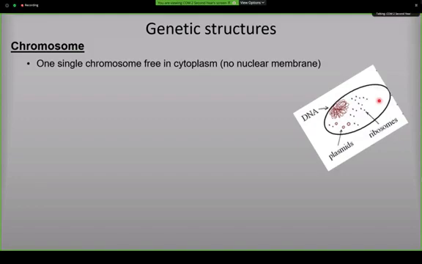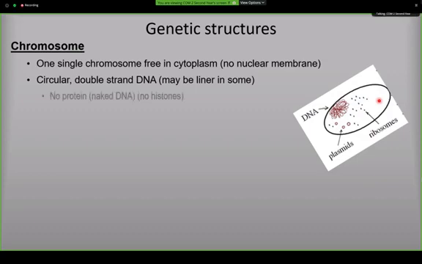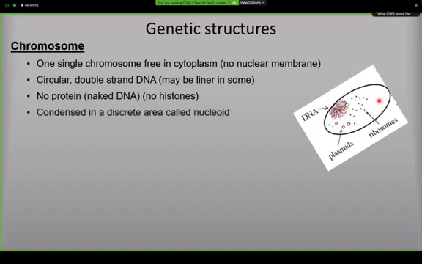So it's freely in the cytoplasm. They don't have any membrane around. As your colleague was saying, it's circular, double-strand DNA. In some bacteria it might be linear. Naked DNA means they don't have a membrane, so they are freely in the cytoplasm, and they are actually condensed in an area called the nucleoid. So this one we already mentioned.